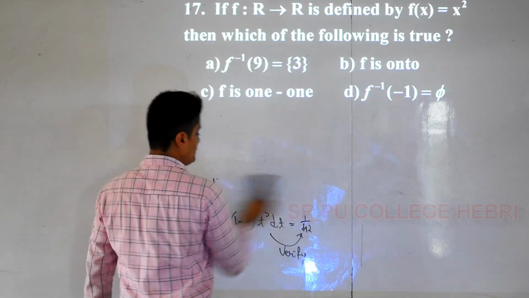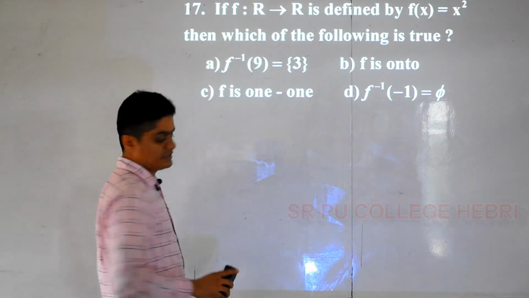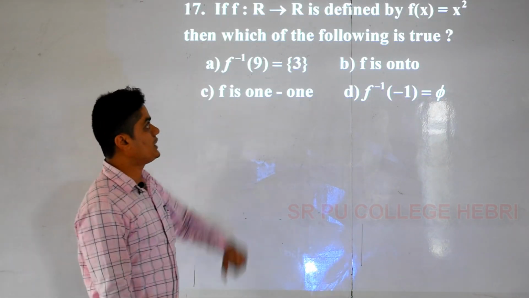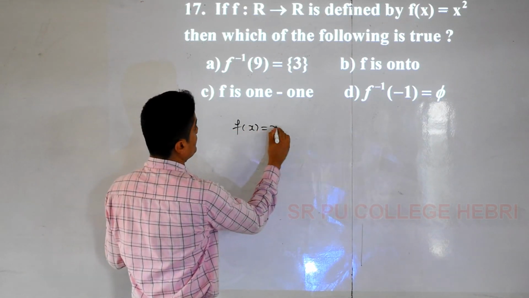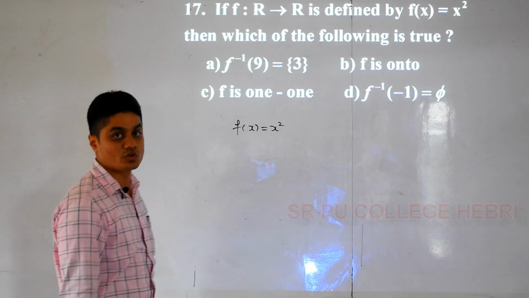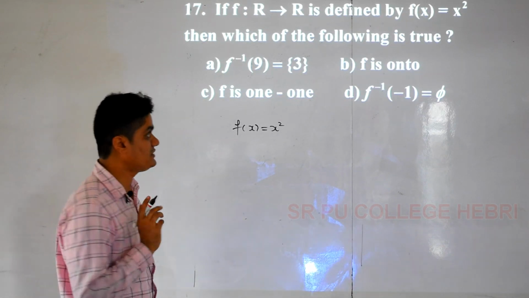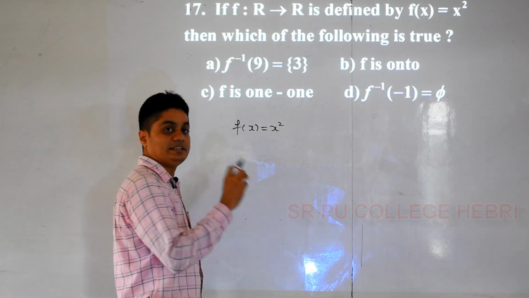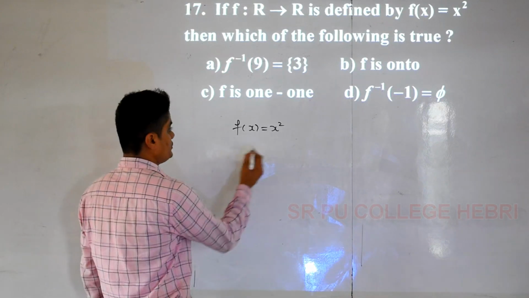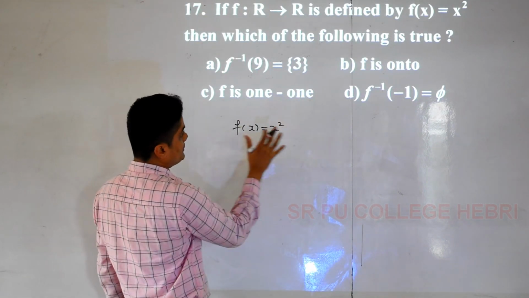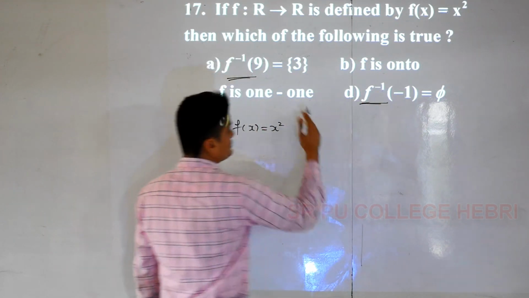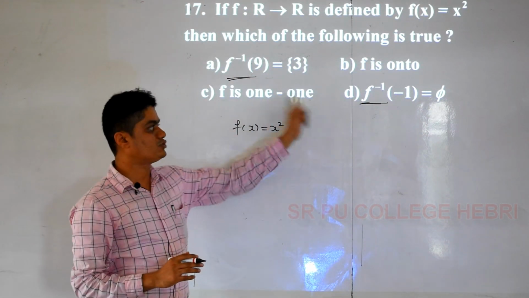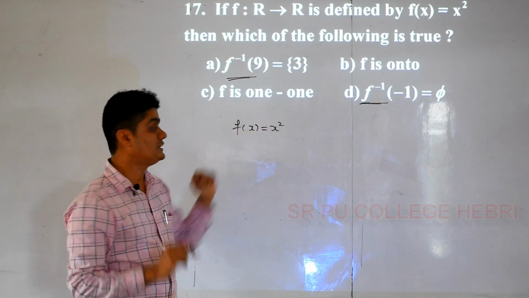This is from functions. What is the question? f from R to R defined by f of x is equal to x square. Then which of the following is true? You have to identify the true statement. After these 4 options, you have to find out f inverse. The other two you can answer directly, but for these two options you have to find out the inverse.